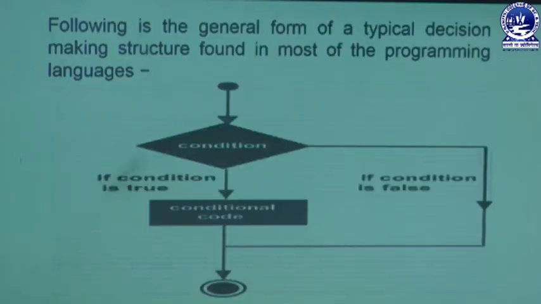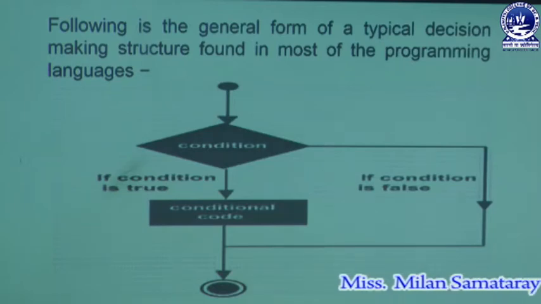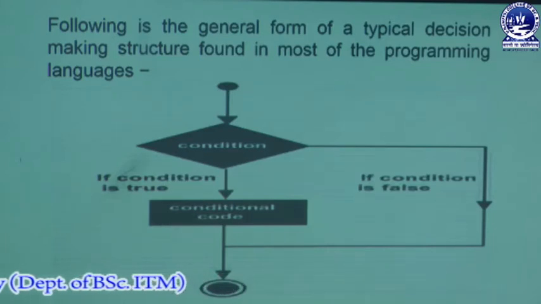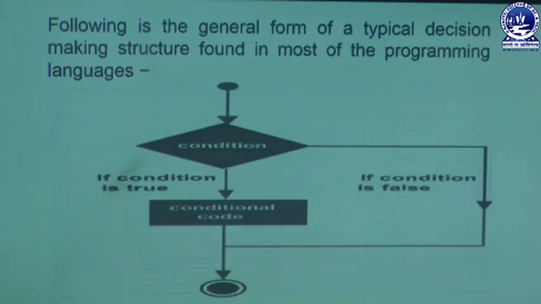So following is the general form of a typical decision making structure which is found in most of the programming languages. This is a flow diagram which represents a decision making structure. Here we have to provide the conditions, and the conditions are basically Boolean expressions, and we have already discussed the operators. So operators are used in this condition. That means whether a number is greater than a specific value or not, or not equal to, or any type of condition.